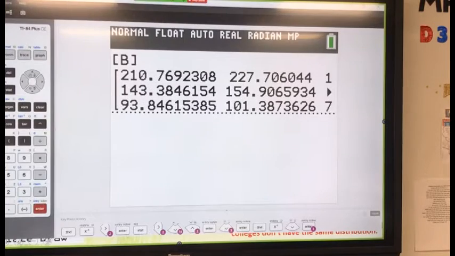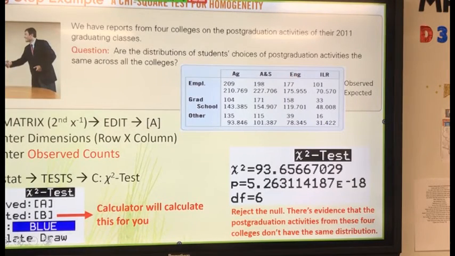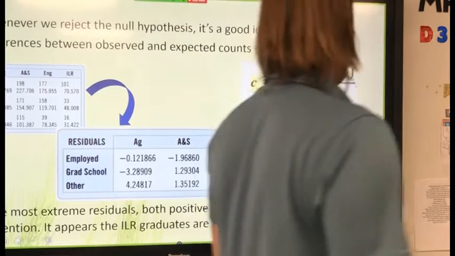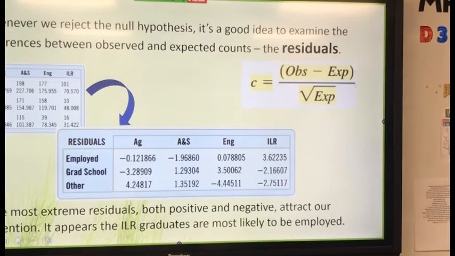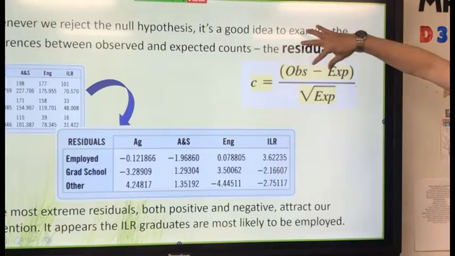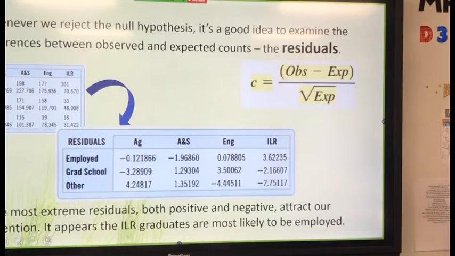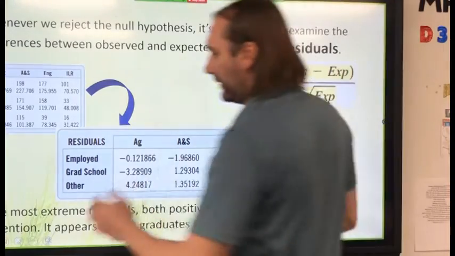It gives you your expected. Now, unfortunately, what it doesn't do that you have to do by hand is what's called the residuals. We kind of talked about this a little bit months ago. When we reject the null hypothesis, which we did, it's a good idea to examine the differences between the observed and the expected counts, called the residuals. Here's your formula. Take your observed, subtract from the expected, and then divide it by the square root of the expected.